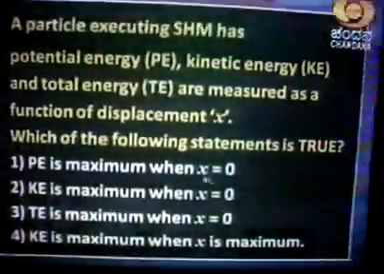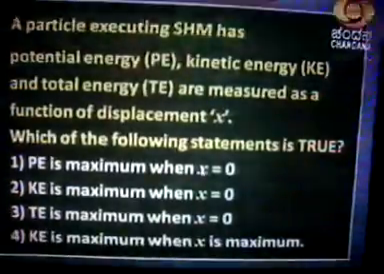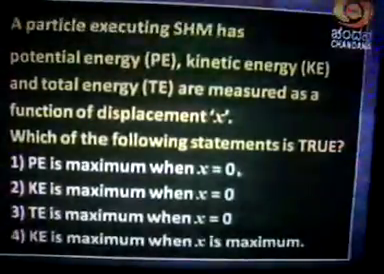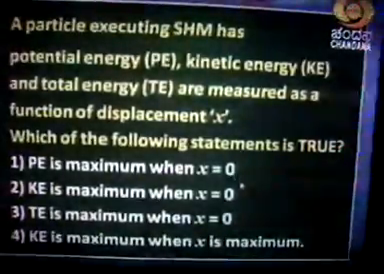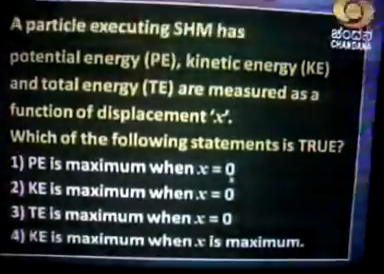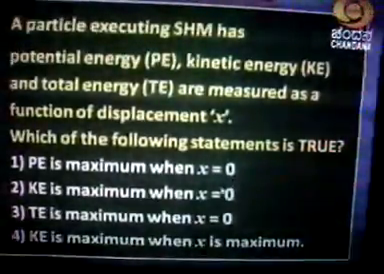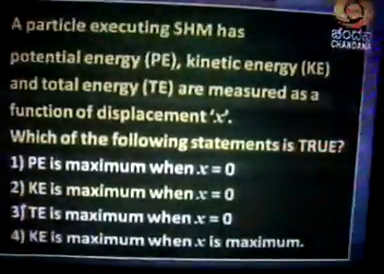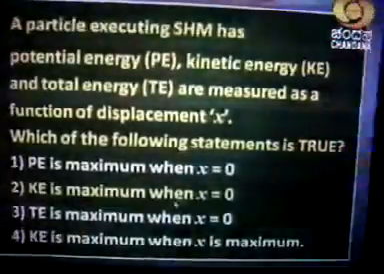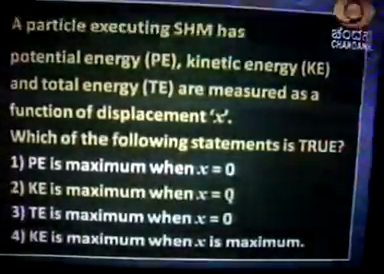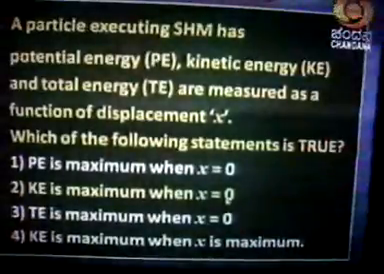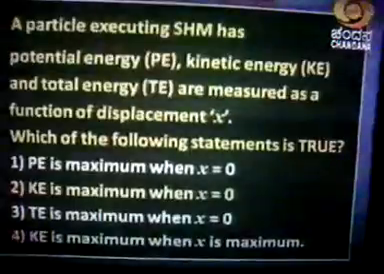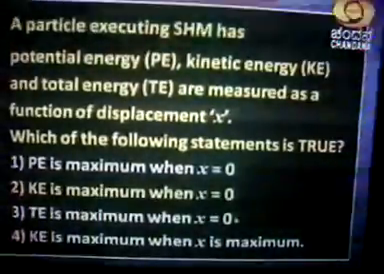That is, when the particle executing SHM is at the mean position, the displacement is 0, x equal to 0. When the displacement is 0, the kinetic energy is maximum. We know that velocity is maximum, and kinetic energy is also maximum. Hence, kinetic energy is maximum at the mean position. Therefore, option number 2 is the correct answer. That is, kinetic energy is maximum when x equal to 0, that is at the mean position. At the extreme positions, kinetic energy will be 0 or considered as minimum. And at the mean position, potential energy is considered to be 0.